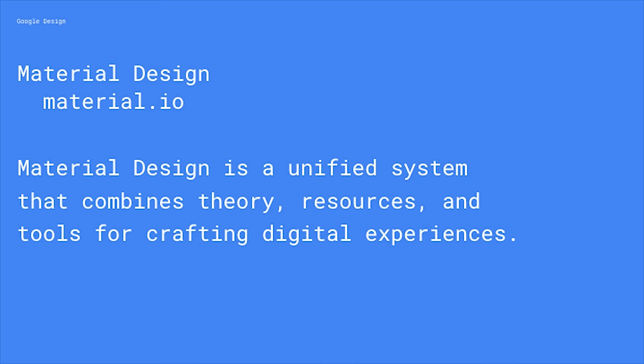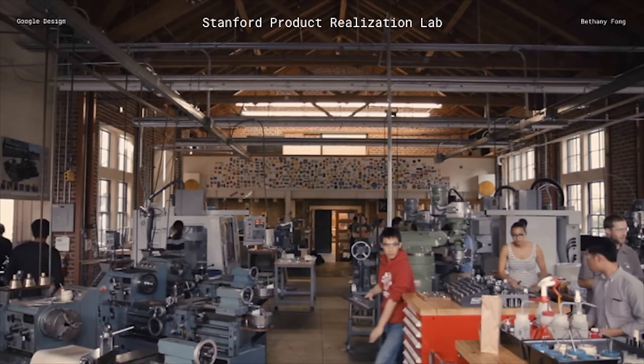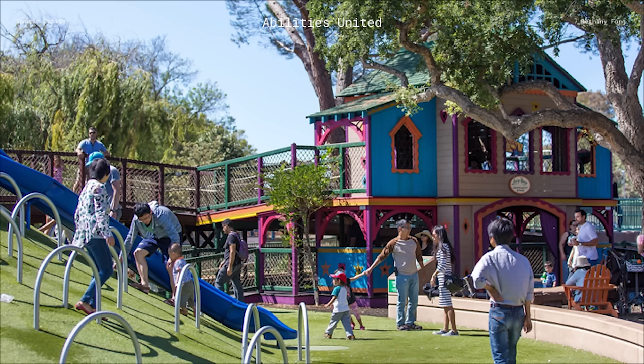And a little bit about us. I'm from California. I'm from really close to Yosemite National Park. Went to Stanford for their mechanical engineering and product design program and spent a lot of time in their product realization lab making physical products, but teaching myself software on the side. After I graduated, I spent some time working with kids with disabilities at Abilities United in Palo Alto. And at that time, I got a really good sense of what the spectrum of needs are for the users of technology. And so I really value my time at Abilities United.